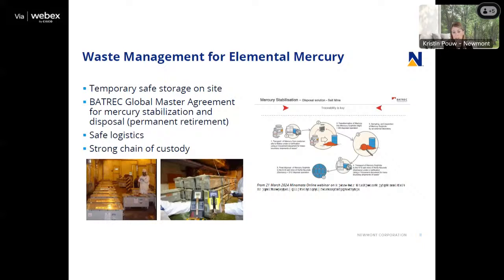Outside of the US, we work with a company called Batrec, which is a subsidiary of Veolia, and they support us with the safe physicochemical stabilization, transportation, and disposal of stabilized mercury in an underground salt mine in Germany. And you may recall Batrec's presentation from the March 2024 Minamata online webinar. We spend a lot of time focusing on establishing safe logistics for the transport of elemental mercury from our temporary safe storage sites to Batrec, and this includes having the appropriate personal protective equipment, packaging and labeling, route planning, convoys, fatigue management for vehicle drivers, emergency response plans and emergency response equipment, GPS tracking of vehicles, and then making sure that the ports of export have secure staging areas as well. Next slide, please.